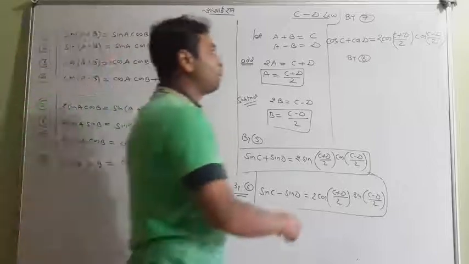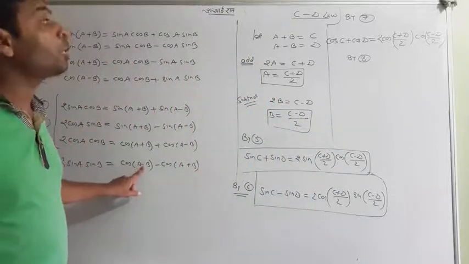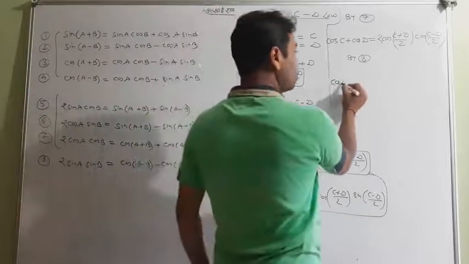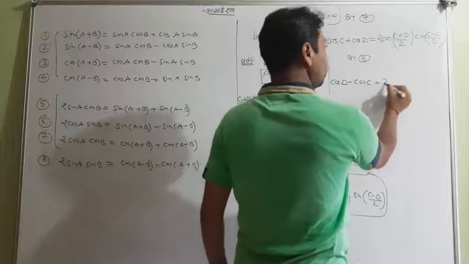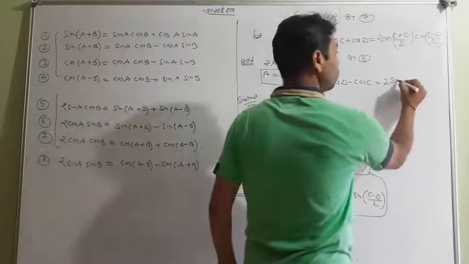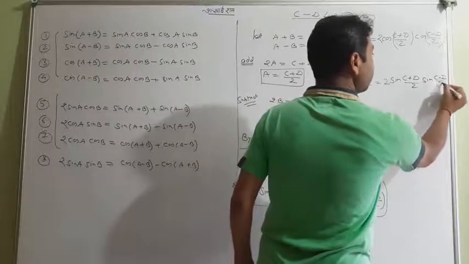So okay, something special here. It is cos A minus B, cos D minus cos C. Cos D minus cos C will be 2 sin (C plus D)/2 and sin (C minus D)/2.